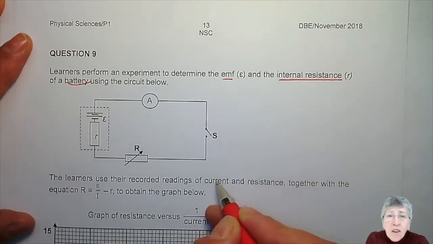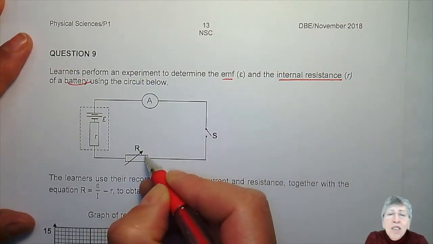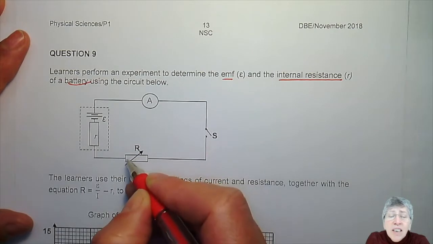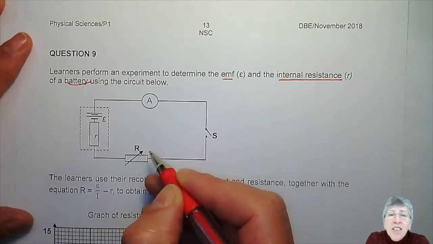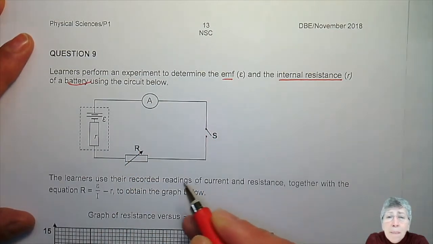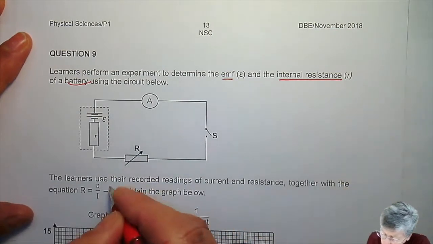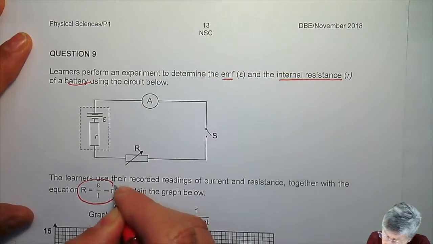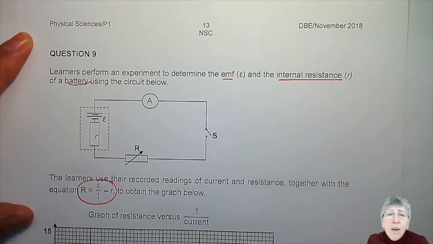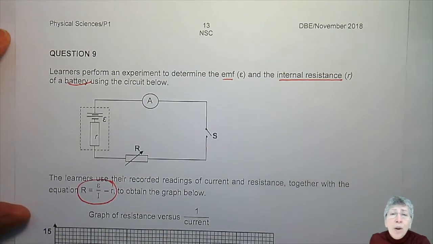Right, now they tell you the learners use the recorded readings of current and resistance. Now, why does the current change? Because they've got a rheostat in there, and the rheostat is going to change the resistance, and that will change the current. And now they use the readings of current and resistance together with an equation given like that to obtain the graph below. Now, where does that one come from?